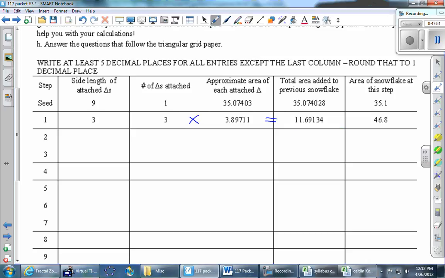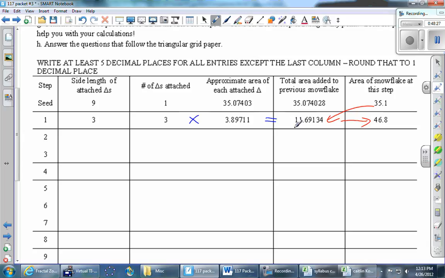And now I want the area of the whole snowflake. How do I find that? We're going to add. What are we going to add? Yeah, the original triangle was 35. That was the area of the original triangle. And then we just added a total of about 11.7. And if you add them up, you get 46.8 is the total area of that star, that snowflake. And then we repeat. Just keep doing it.